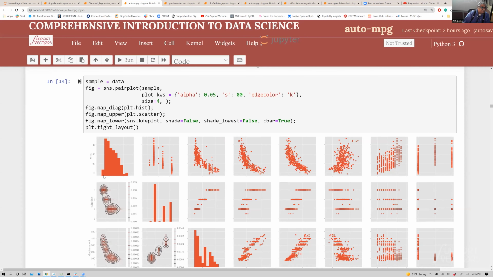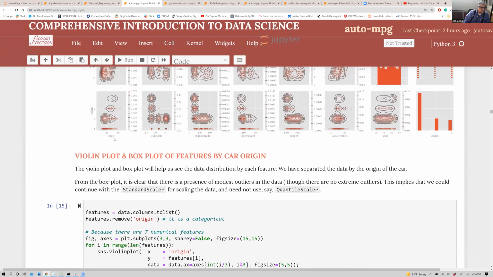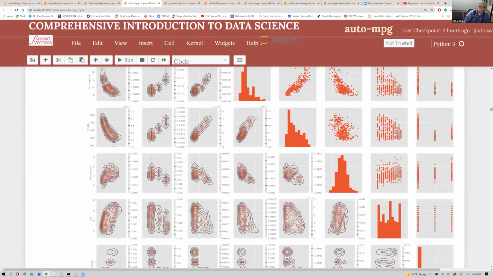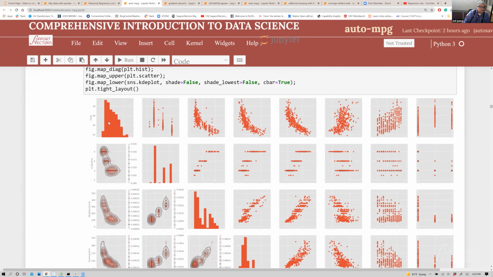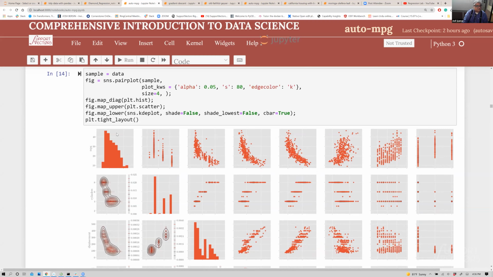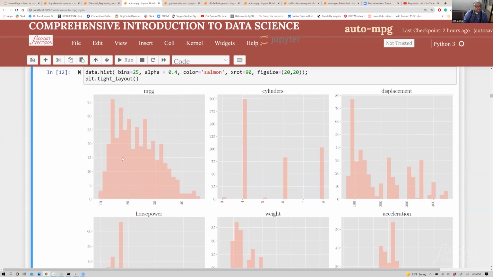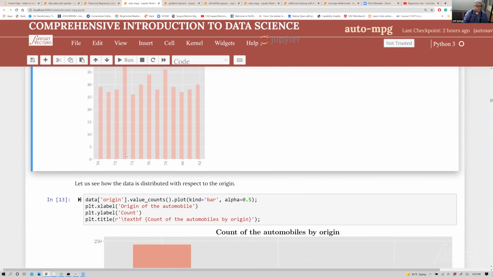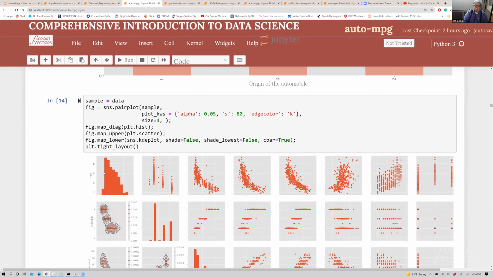So look at this. This is the histogram. The way to look at it is: miles per gallon versus what? This is the y-axis, this is the x-axis, so the intersection here is miles per gallon. This is the histogram we saw a little while ago for MPG. This is exactly the same as this. Now let's look at this row.